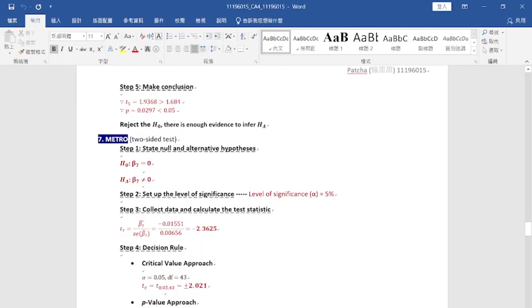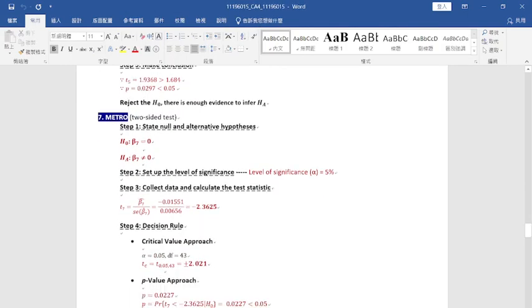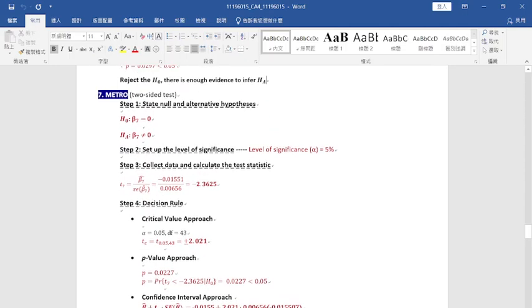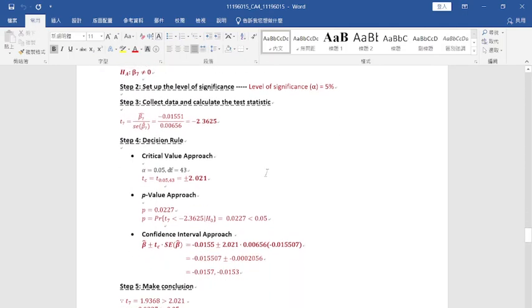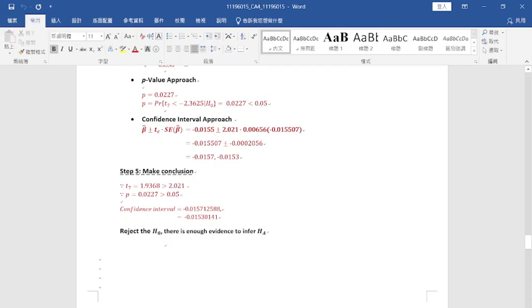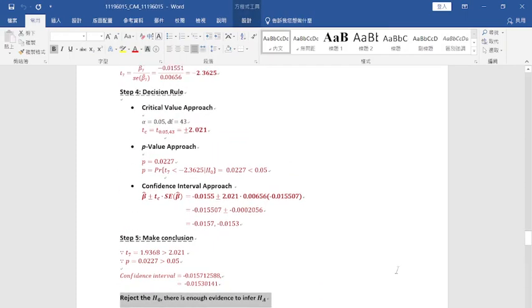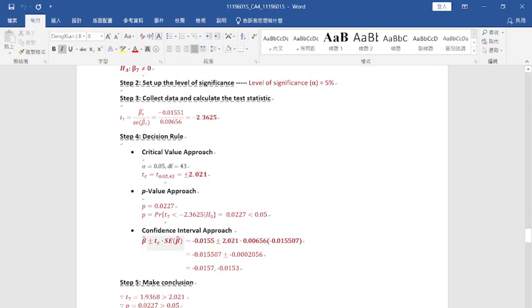And the last is the two-sided test. For the result, reject the null hypothesis. For the confidence interval approach, we got 0.0157. Is that right?